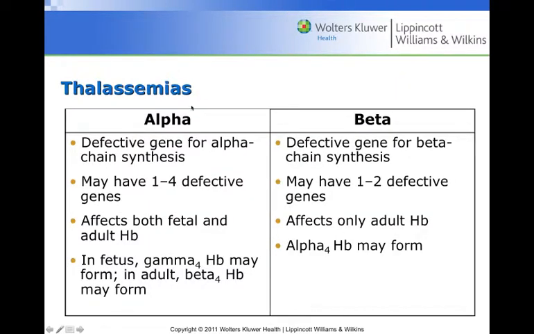And now we talk about the thalassemias, alpha and beta. Alpha: defective gene for alpha chain synthesis. Beta: defective gene for beta chain synthesis. And again, you may have 1 through 4 defective genes for alpha, 1 to 2 for beta. Alpha affects both fetal and adult hemoglobin; beta affects only adult hemoglobin. So these are thalassemias, another condition like sickle cell anemia where some resistance to malaria has caused this to be more common than we would expect.